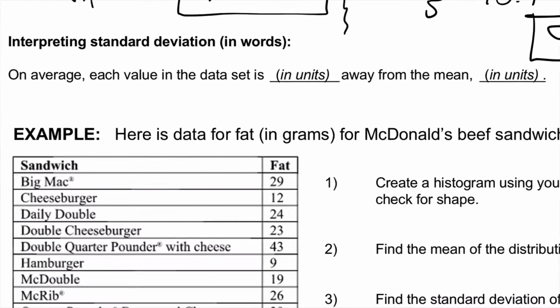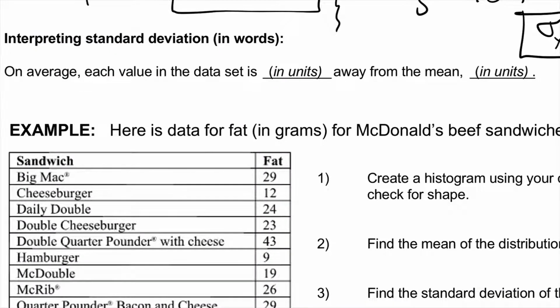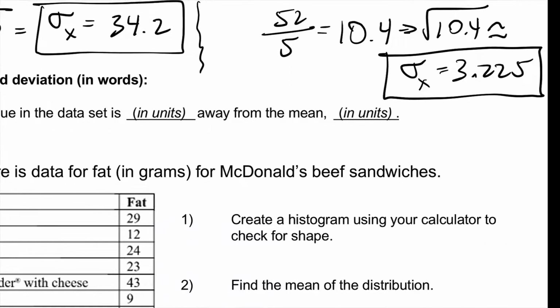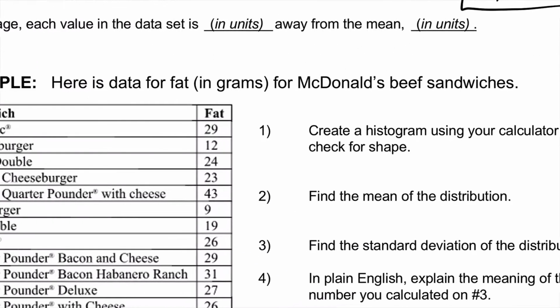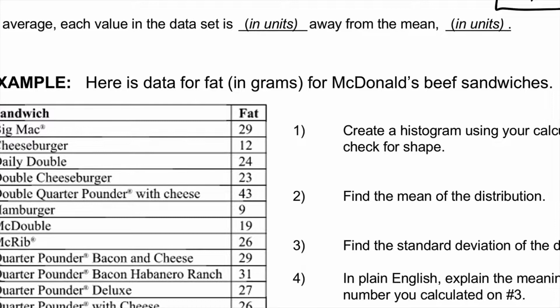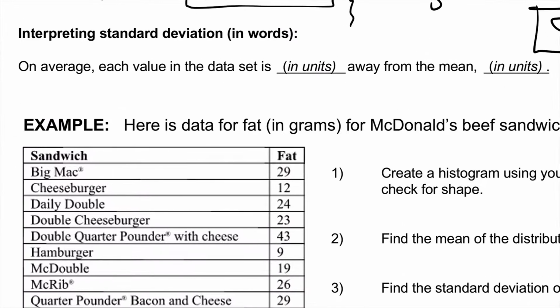Next thing, probably one of the most important pieces of information you'll have all year long: how to interpret it. How to explain it in words. How do I talk about 34.2 and 3.225? You can't just say the standard deviation is. You have to assume that someone doesn't know what the standard deviation is. So how can I make it make sense to them? This is how you do it. Sentence frame. This is the sentence frame I use for standard deviation.